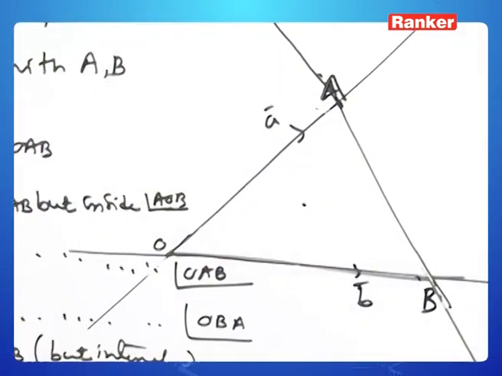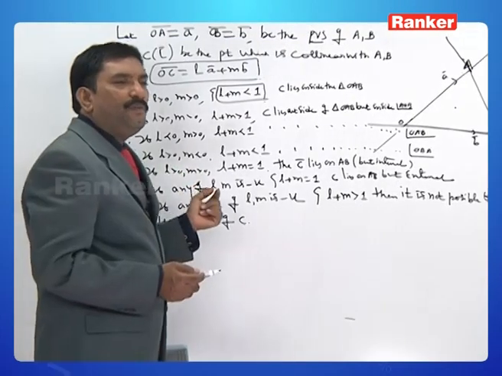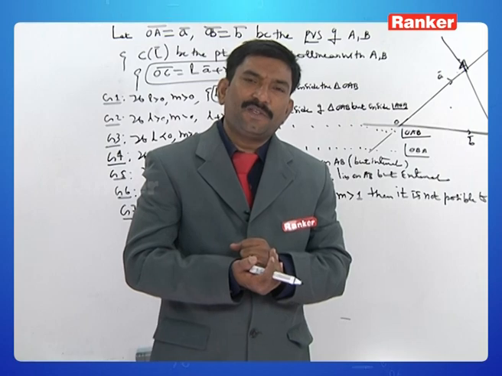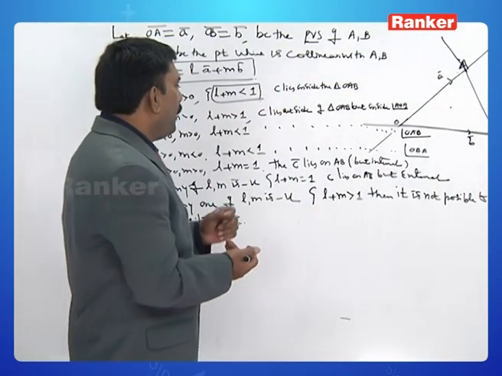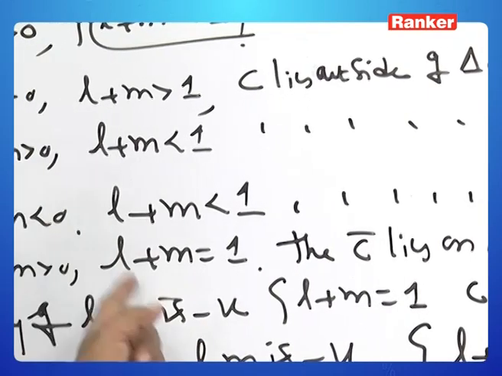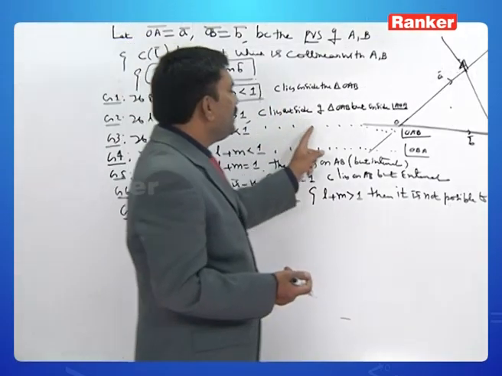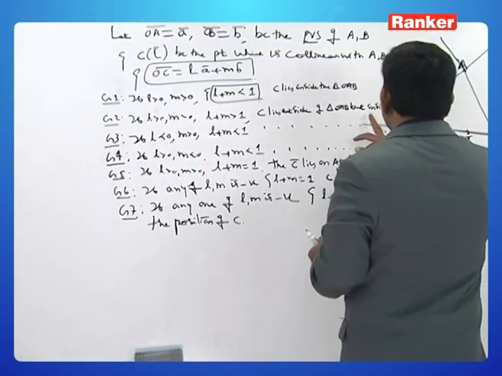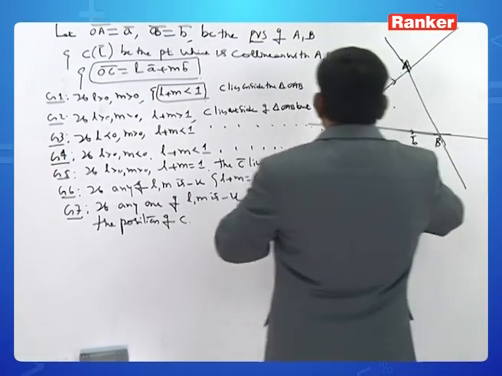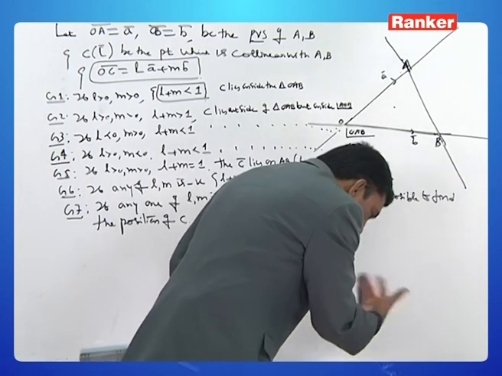Next, if I go for L less than 0, L is a coefficient of A bar. So therefore, opposite to angle A, M is negative. Here L is negative, M is positive, L plus M less than 1, C lies outside, but inside the angle OAB here. This is the position of C.